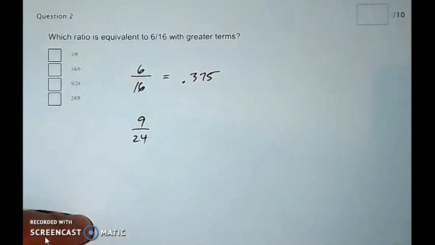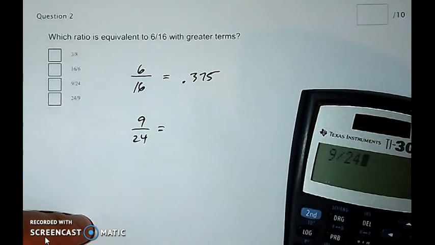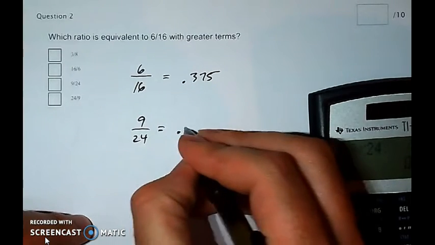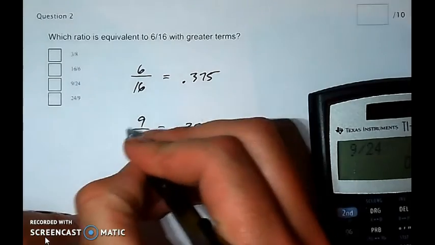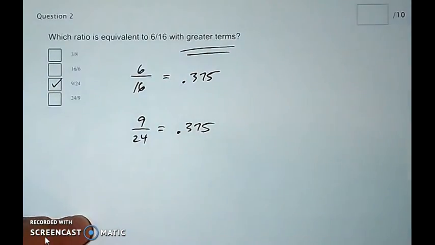you'll find that 9 over 24, when you divide that in your calculator, 9 divided by 24 ends up giving you the same exact decimal, and 9 over 24 has greater terms, right? So that's our best answer.